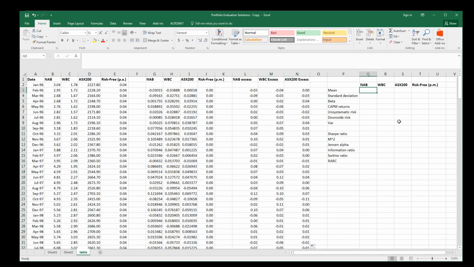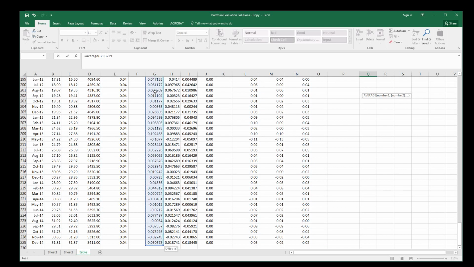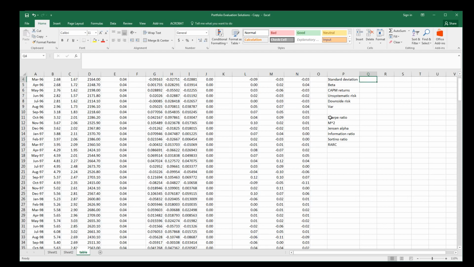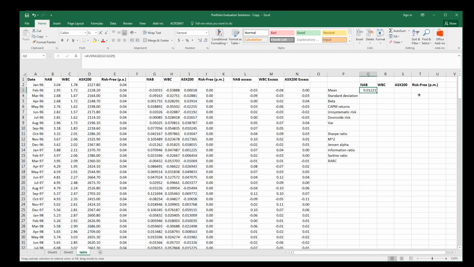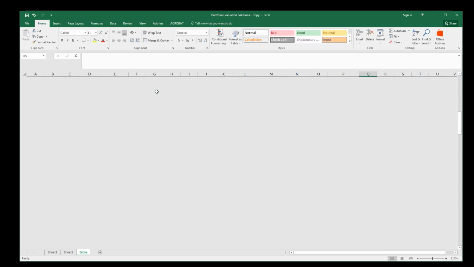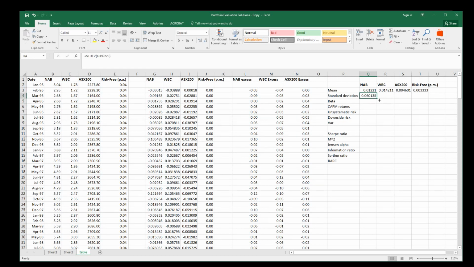Now we will calculate, first of all, the average. So we select the whole column. The shortcut for doing that is Shift Control down arrow. And we scroll it to the right to get the mean return. Then standard deviation. We select the whole column and scroll it to the right.